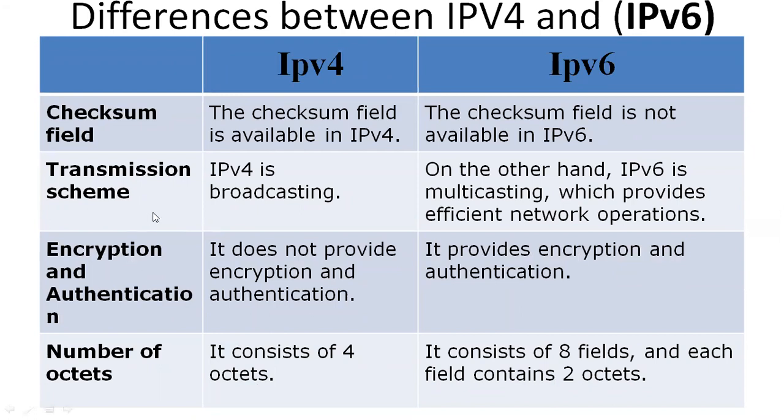And then the transmission scheme. IP version 4 uses broadcasting, while IP version 6 uses multicasting. It provides different network operations. IP version 4 supports unicasting, broadcasting, and multicasting also. Encryption and authentication: IP version 4 does not provide encryption and authentication, but IP version 6 provides encryption and authentication. The number of octets is 4 octets in IP version 4. IP version 6 consists of 8 fields, that means 8 groups, each group containing 2 octets.